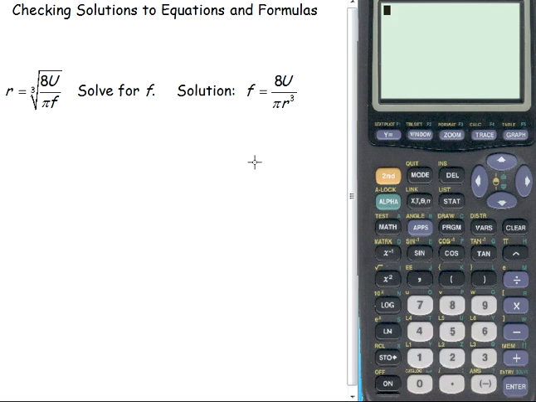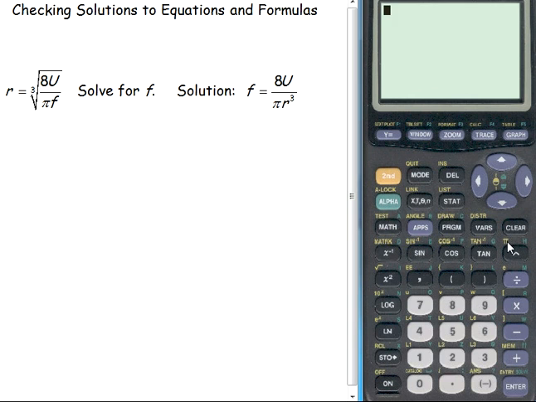Now we're going to look at the last problem that we're going to examine on the calculator for this module. And this is probably the most difficult too. It's the case of solving a formula for a variable when there are several variables in the formula, which is really just writing another version of the same formula. The original was r is equal to the cube root of 8u divided by pi f. And my solution was f equals 8u divided by pi r cubed, where u and r and f are all different variables, and pi has its value.